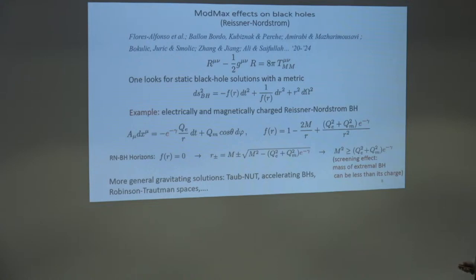So for increasing gamma, we have a kind of screening effect. One can have a less massive black hole here. And people studied more general solutions of this kind, like Taub-NUT accelerating black holes, Robinson-Trautman spaces, and black hole thermodynamics, and found how the dependence on gamma affects the behavior of these objects.